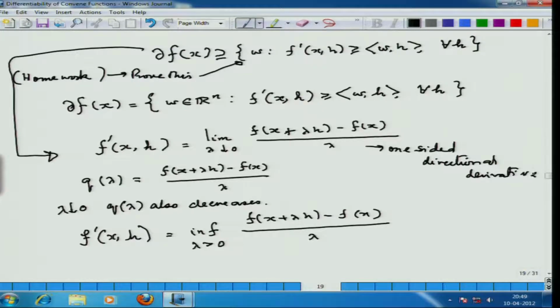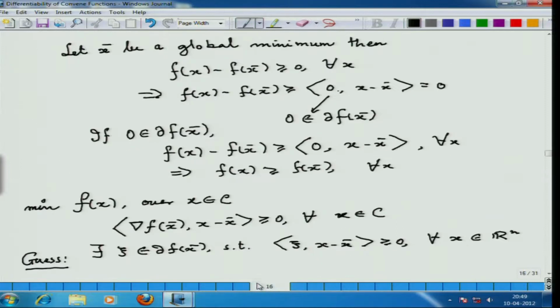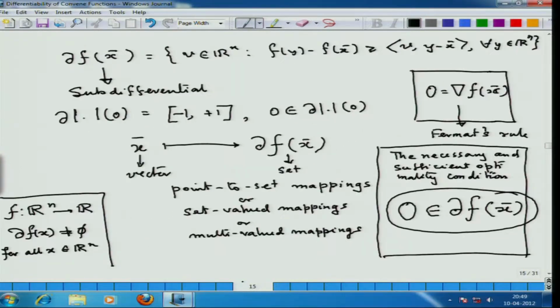So, the one-sided directional derivative of f at x in the direction h is also linked with the subdifferential in this fabulous fashion. And of course, we have the fundamental formula, which is very important, that 0 is an element of ∂f(x̄). This holds true.